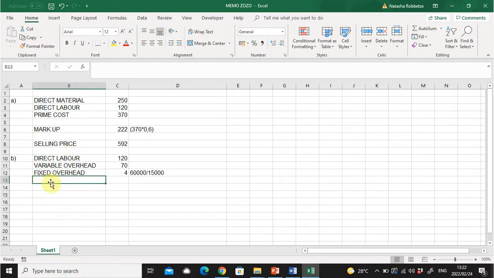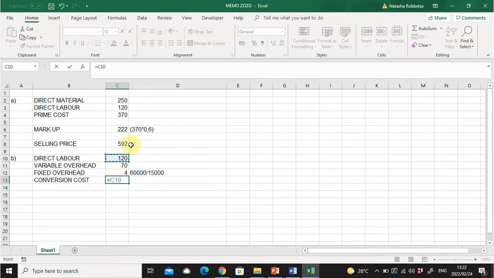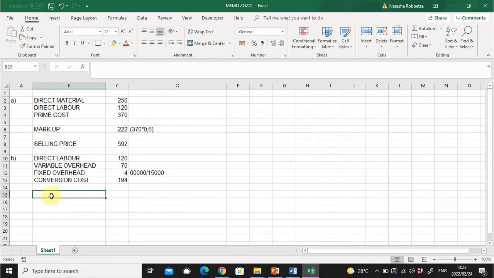Now I need to add this together to get to conversion cost. So the total conversion cost is the 120 plus the 70 plus the 4 Rand. And that gives us 194. The markup should be 70%.